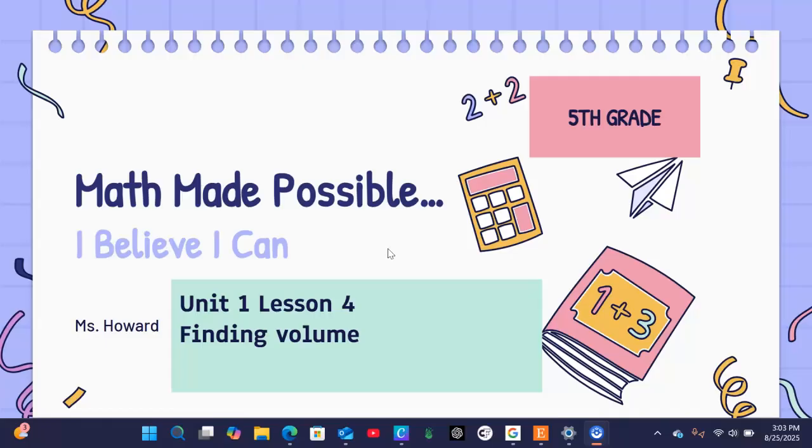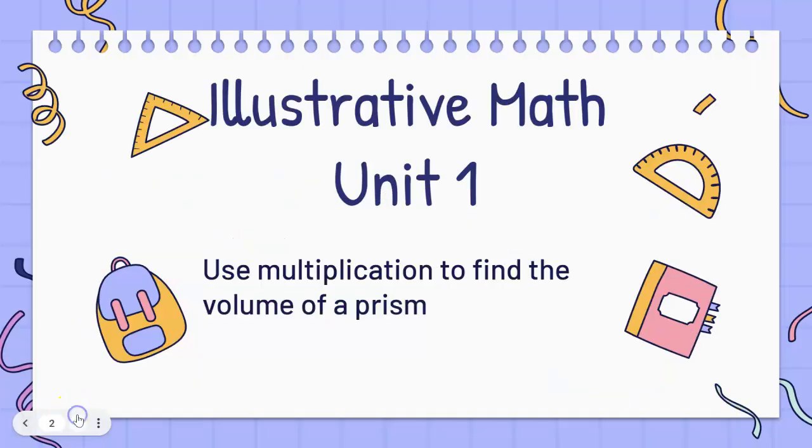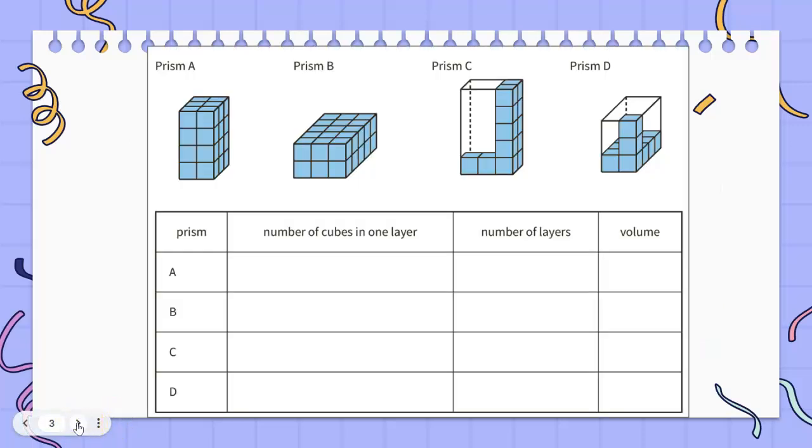Today we're going to be working from the Illustrative Math Curriculum, Unit 1, Lesson 4, Finding the Volume. Now, my videos are basically a summary of what we did in class. If you want a complete video, you can search that up, and I'll show you at the end what you can search in the search bar. You are going to be using multiplication to find the volumes of a prism.